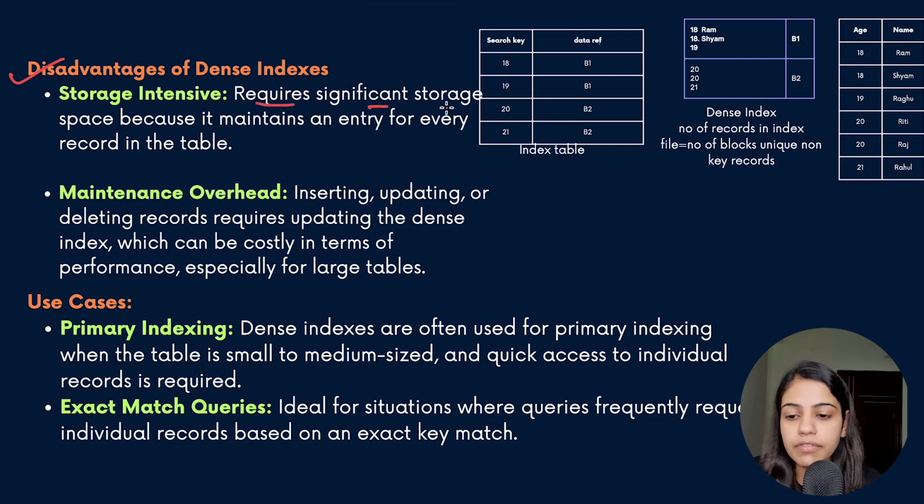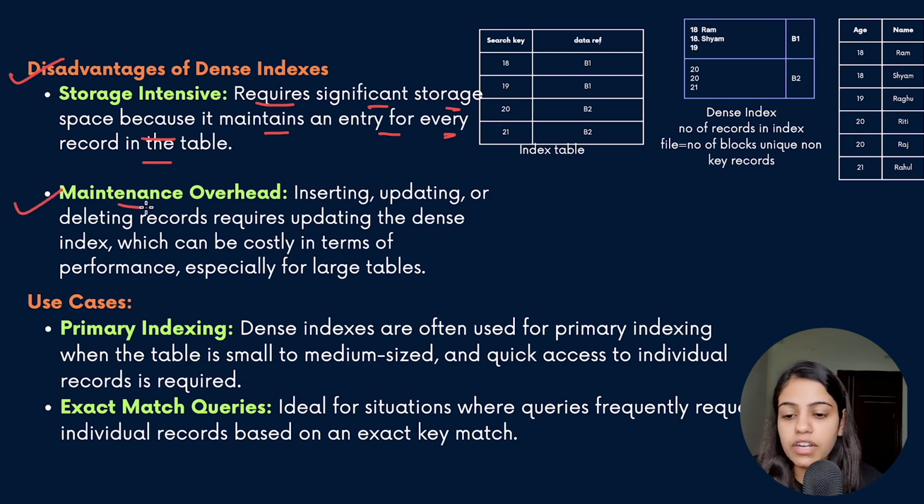It requires significant storage space because it maintains an entry for every record in the table. In sparse indexing, we were only storing the entry for the first element in each block, but here we are storing the entry for each record which is present in our table. Consider here also we are storing only for non-unique records, but again there are so many records getting stored here, right? So the storage is very intensive.